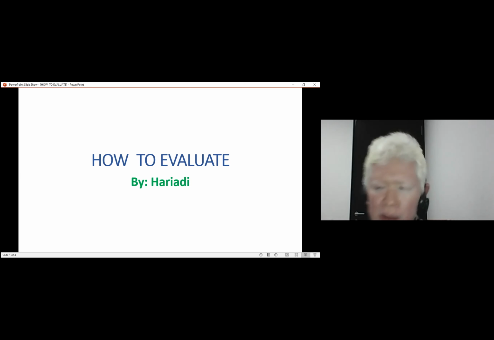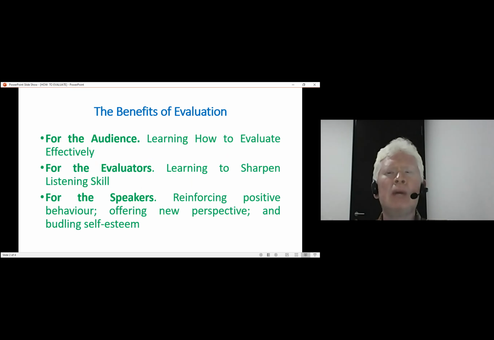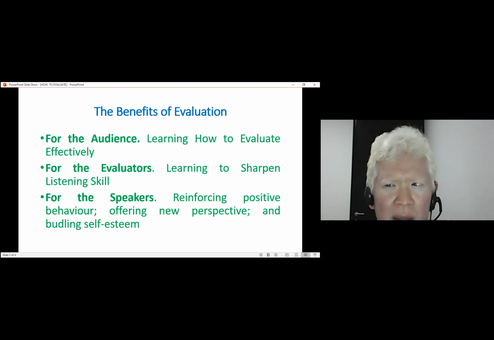What is the purpose of evaluation? Now let's see. There are 3 benefits of evaluation: for audiences, for evaluators, and for the speakers. For the audiences, you will learn how to evaluate effectively. Maybe in one Speechcraft meeting you see how an evaluation is delivered. By doing that, you learn how to be an effective evaluator.